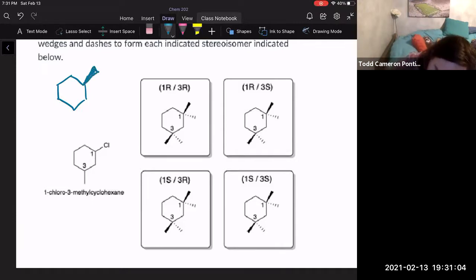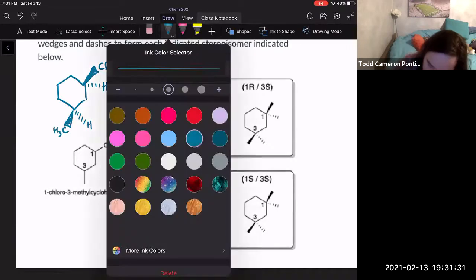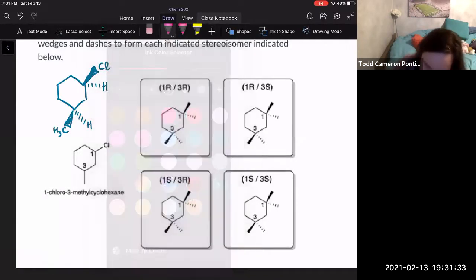So before I put anything into the boxes here, I always like to start by, in this case, the lowest priority group is going to be hydrogen for both of these. So a hydrogen there and a hydrogen there. So I'm going to put the chlorine coming out of the page here. And I'm going to put the methyl coming out of the page right here. Now I'm going to find what the configuration is at both of these sites.